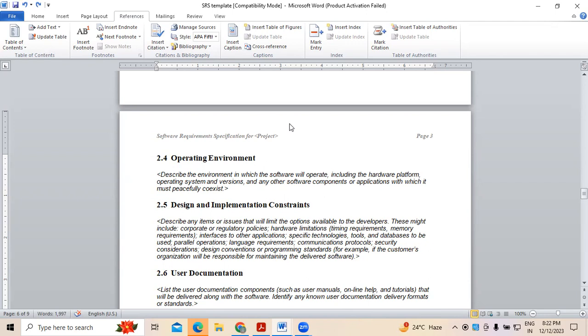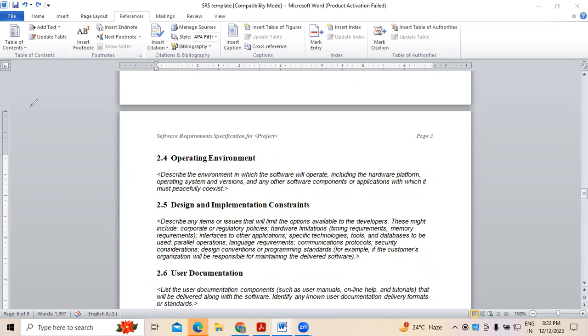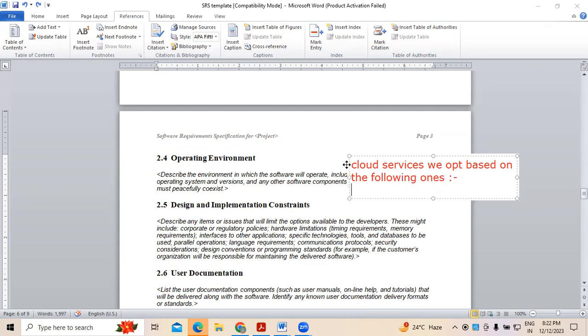services we are taking, because whenever we are talking about cloud services, generally cloud services will be categorized into three different parts. Let me write down here. I think last time I told you that. So cloud services, we opt based on the following services. Normally, cloud services will be three types. One is IaaS, PaaS, SaaS.